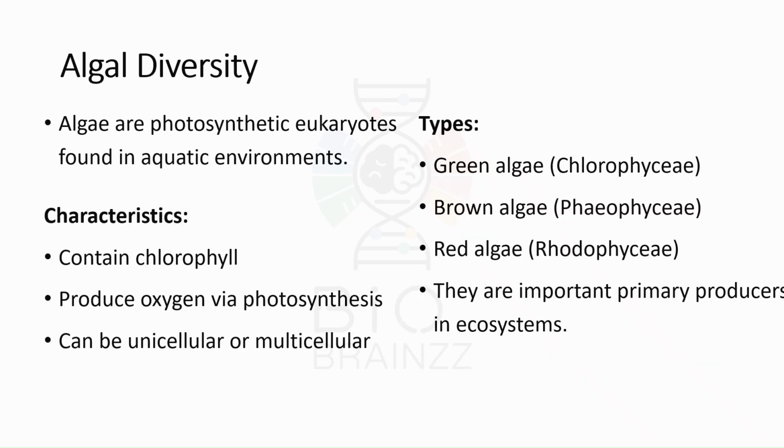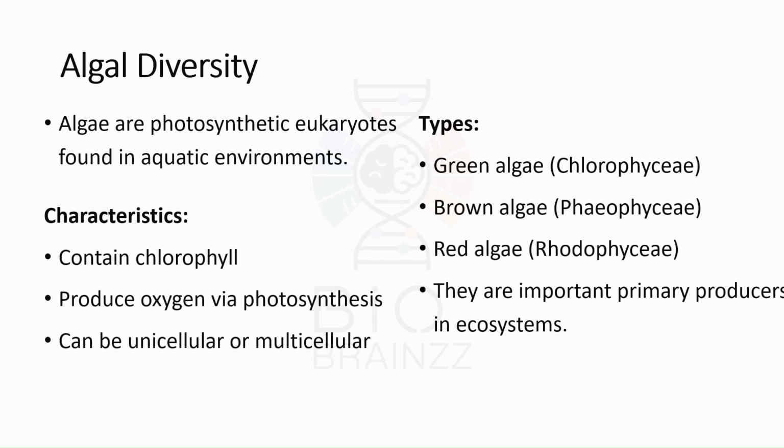Algal diversity. Algae are photosynthetic eukaryotic organisms that are primarily found in aquatic environments. They contain chlorophyll and are capable of performing photosynthesis, thereby producing oxygen and serving as primary producers in aquatic ecosystems. This means they are a crucial component of the food chain and global oxygen cycle.